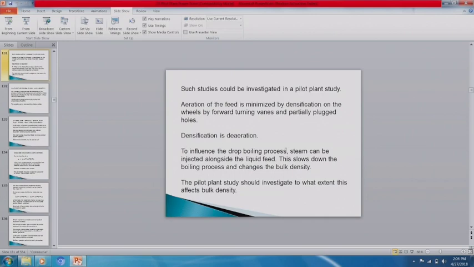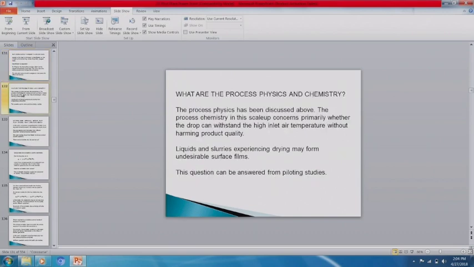To influence the boiling process, steam can be injected alongside the liquid feed. This slows down the boiling process and changes the bulk density. Very good idea. Okay, it's also true. Not only is it an idea, it's a true idea.